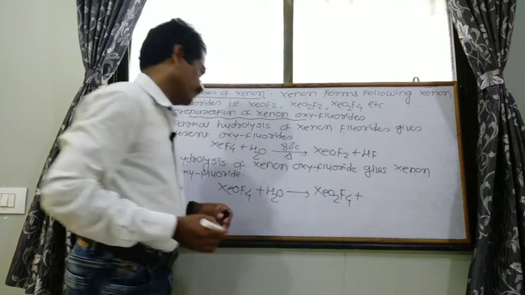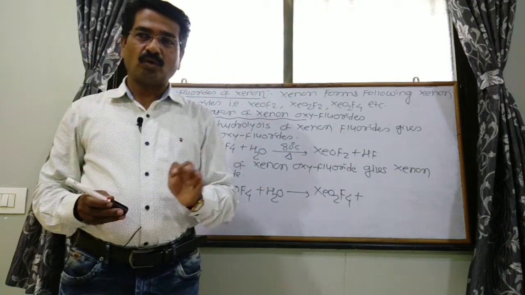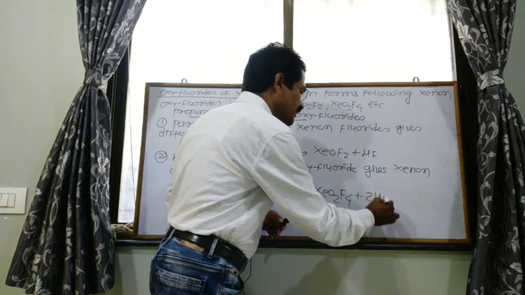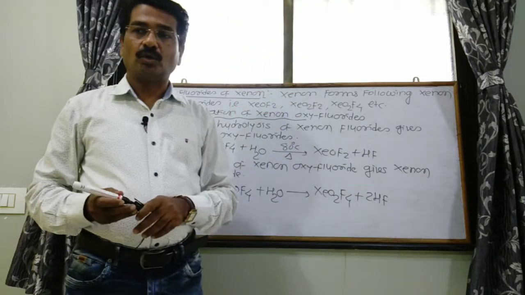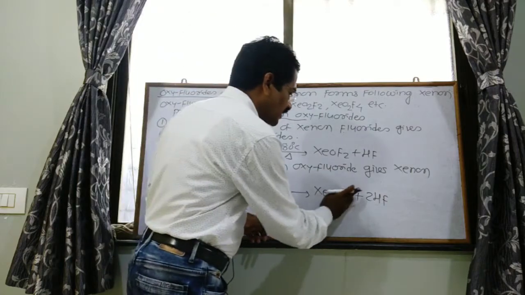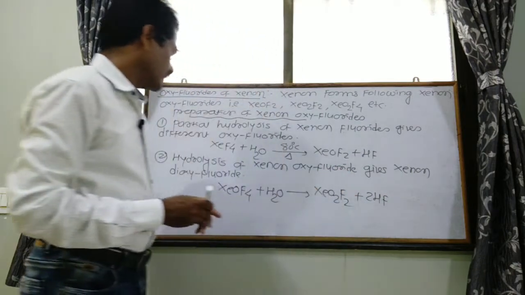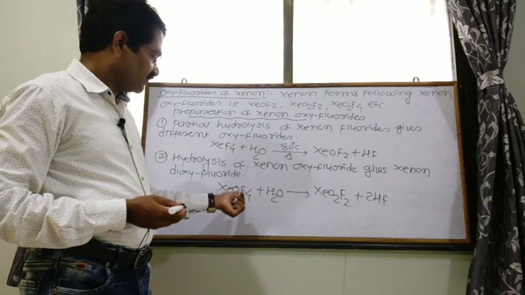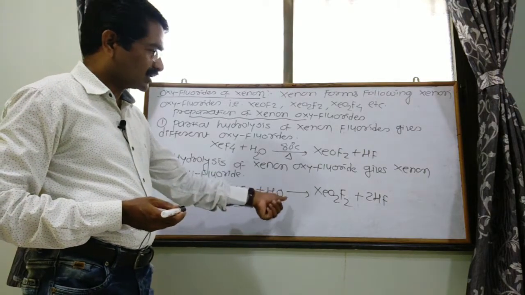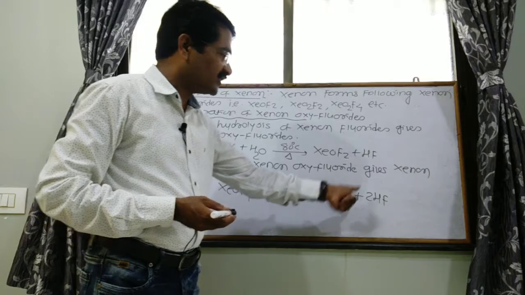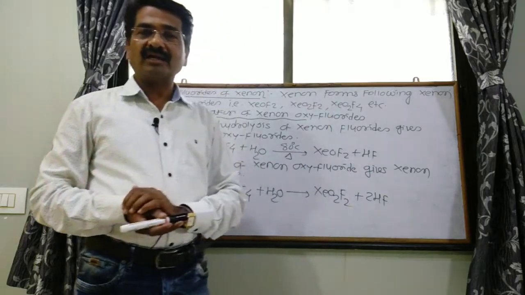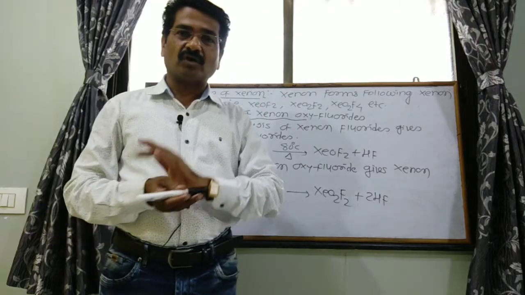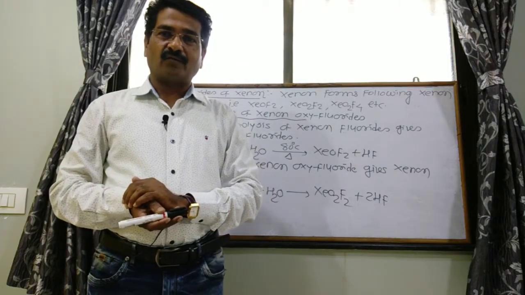XeO2F2 and 2HF. Xenon oxyfluoride is dissolved in water to form xenon dioxyfluoride and hydrogen fluoride. So all these are the preparation methods of xenon oxyfluoride.